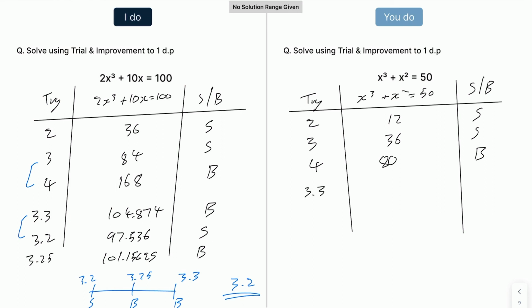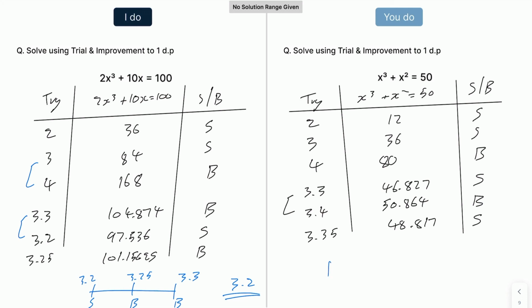So let's try 3.3. That gives me 46.827, which is smaller than 50. 3.4 gives me 50.864, which is bigger than 50. So I've trapped my answer in this range here. Then 3.35 is what's midway between the two, which is 48.817, which is small.